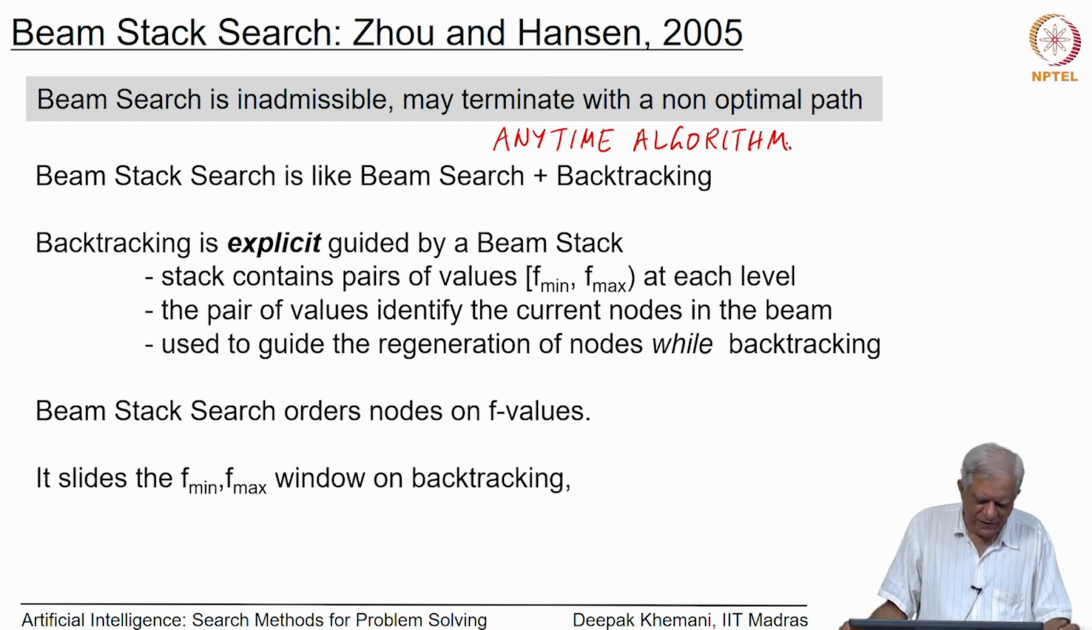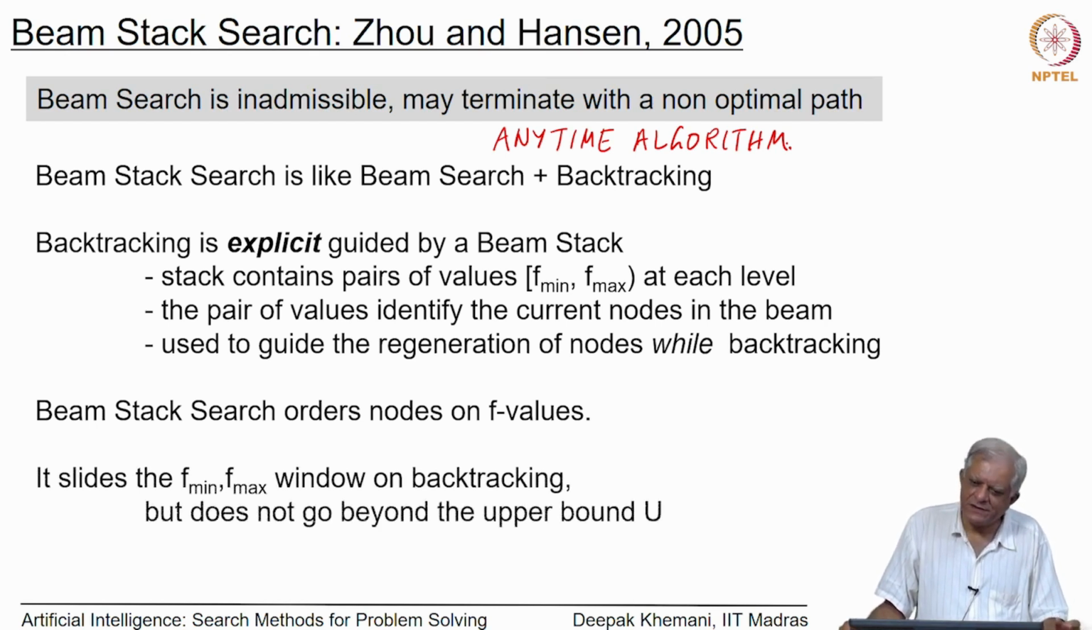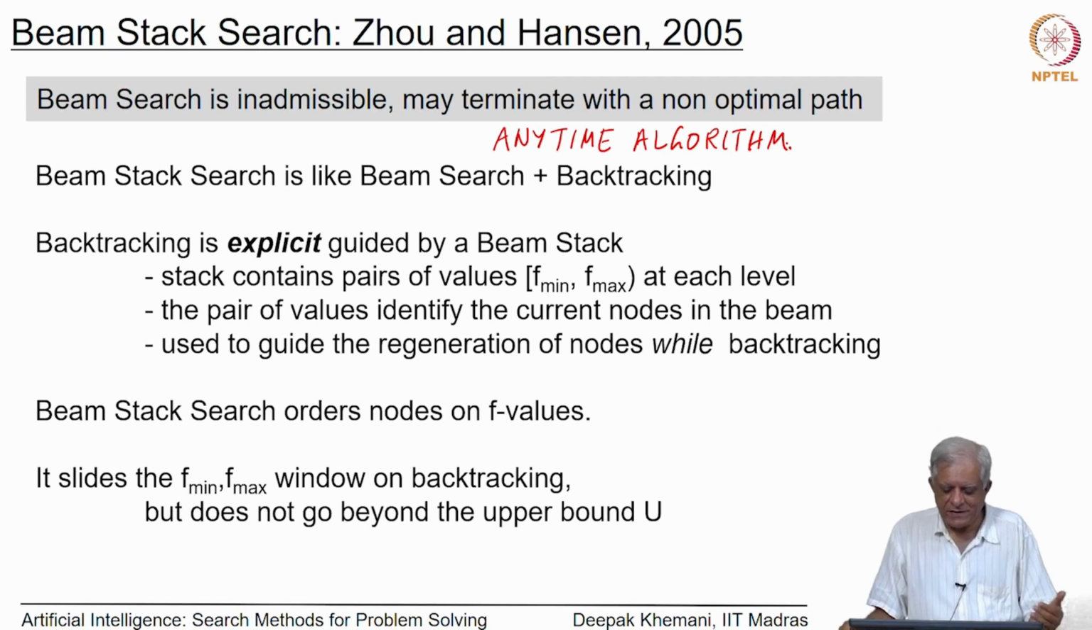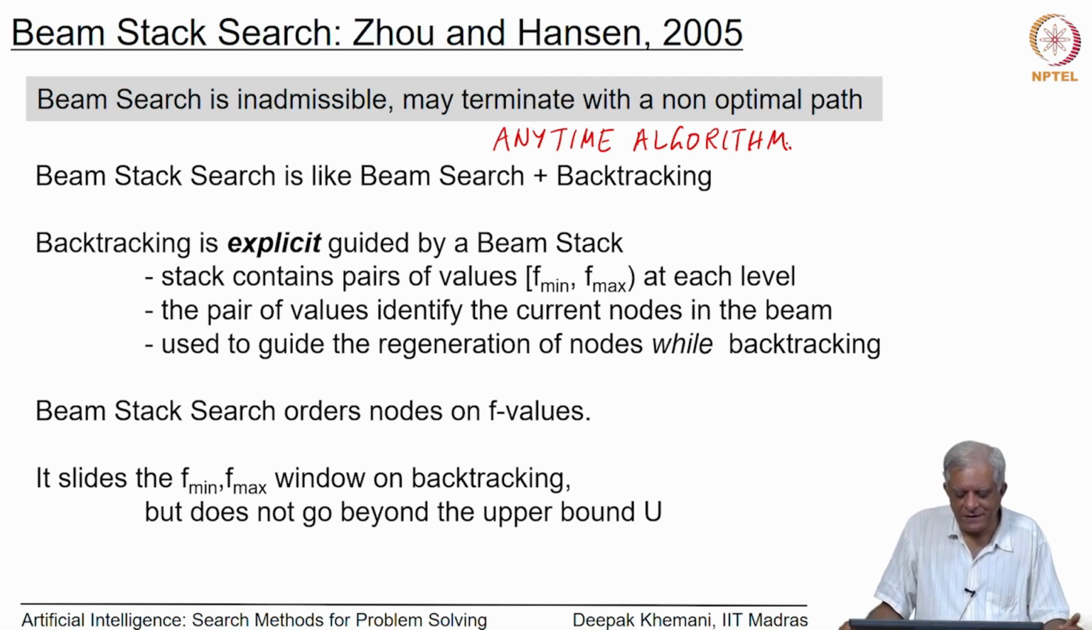So, this window of f min, f max would be a window at every level, which in the process of backtracking this algorithm will slide from left to right essentially. So, it will allow you to explore new nodes by the process that we will see, but it will stay within the bounds of the upper bound u. And as we have said a short while ago, you can keep updating or tightening the upper bound as and when you find better paths to the goal essentially.